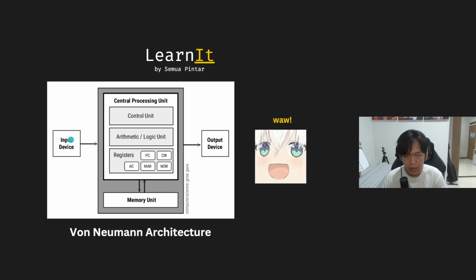So we have the input, it goes to the CPU, it gets processed, and it works with the memory unit, which is the RAM right here, to produce an output. And this output, we can see.